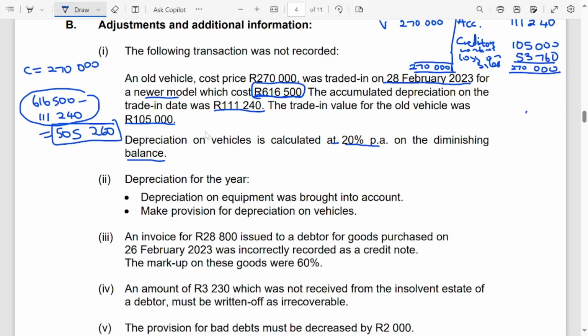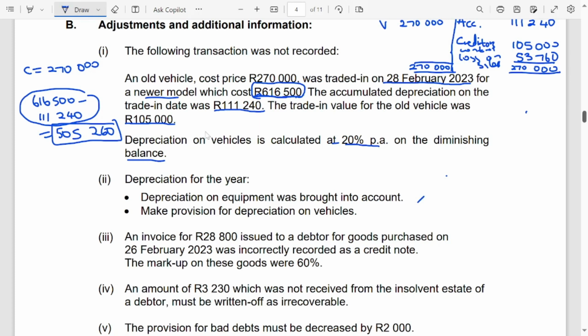And then, what did they do? They also increased the trading stock because it was as if the debtors are returning the goods. And then they decreased the cost of sales.